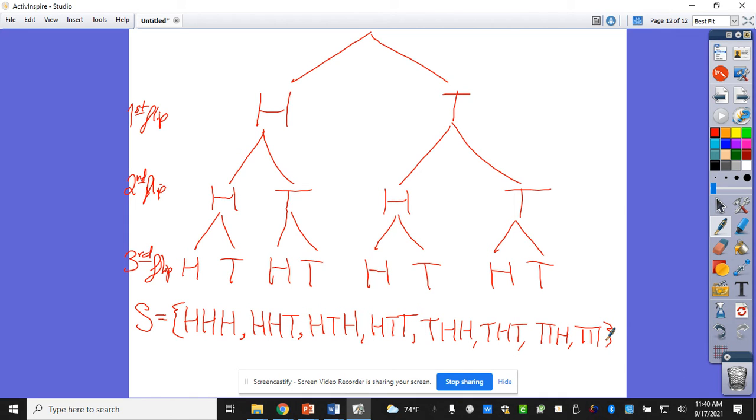Out of habit, so you gotta write that. Out of habit, a lot of the times I do that. So I'm writing how many outcomes are in my sample space. Yeah.